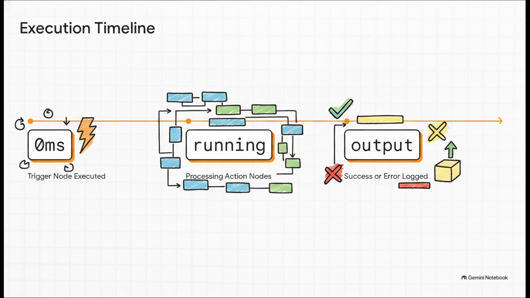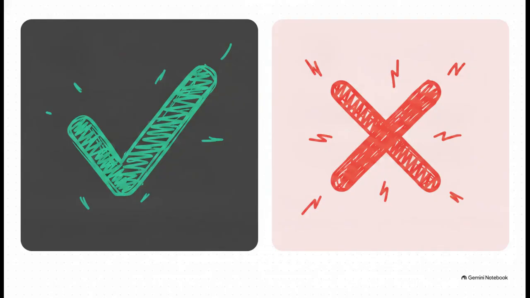Through the Execution Log Viewer, you get this really clean, step-by-step chronological trace of exactly what the engine is doing. It builds a timeline right in a side panel, starting with the trigger node executing at 0 milliseconds, then moving into the processing of action nodes while they are in their running state, and concluding by logging the final success or error output.